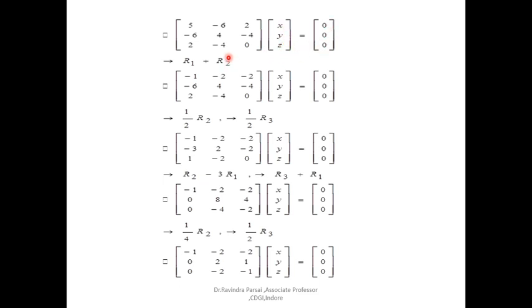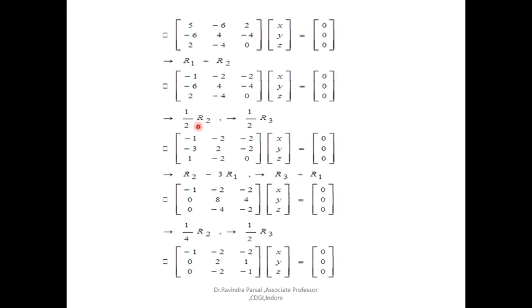So now our objective is to make this first position element 1. Because if I add this to this, you will get minus 1. That's why I'm adding R1 with R2. So 5 minus 6 is minus 1, then minus 6 plus 4 is minus 2, 2 minus 4 is minus 2, and the rest of the rows are as they are: minus 6 4 minus 4, and 2 minus 4 0, times x y z, equal to 0 0 0.